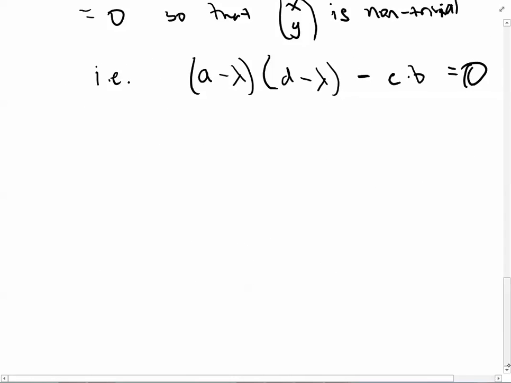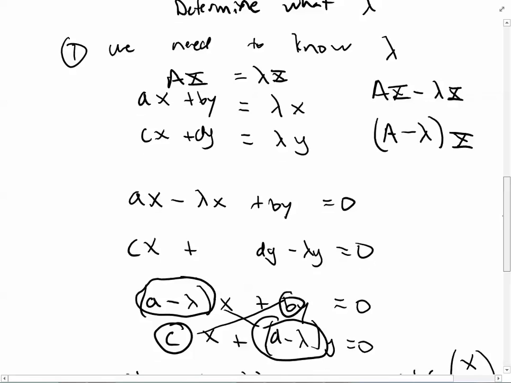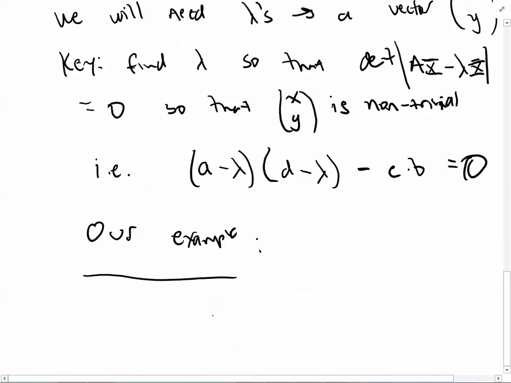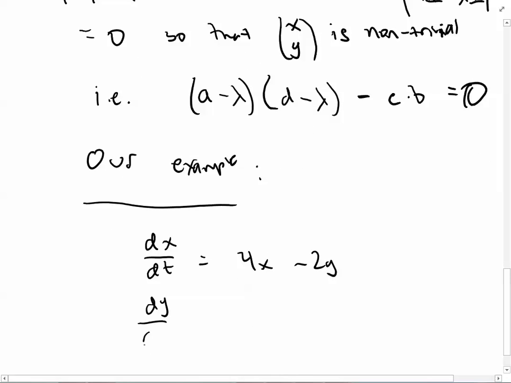With our example, we have 4x minus 2y, x plus y. So dx/dt equals 4x minus 2y, and dy/dt equals x plus y. By the way, it looks like both these guys are doing pretty good in business. He's adversely affected by what's happening over here, but if x starts off sufficiently large, then Bill's profit might be constantly positive, and as long as x and y are not negative, we're going to experience growth for Ted at all times.